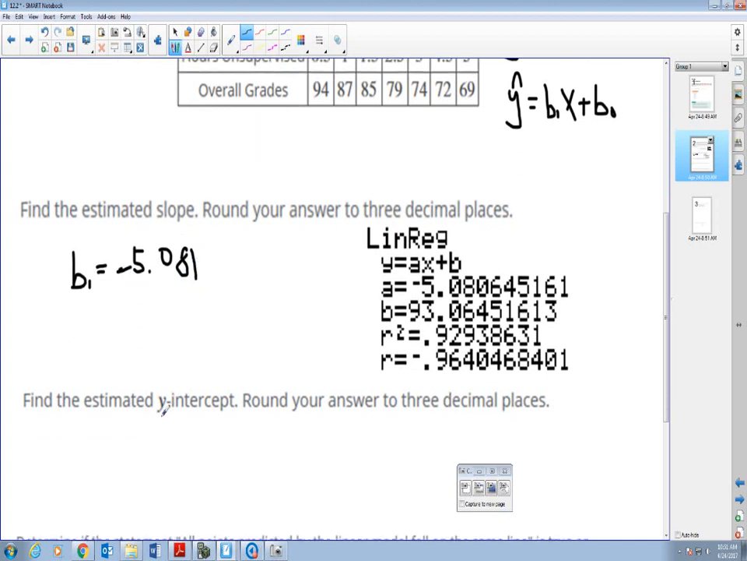Alright, my estimated y-intercept is my b. To 3 decimal places, that will be 93.065. So that's my b sub null, or the y-intercept.